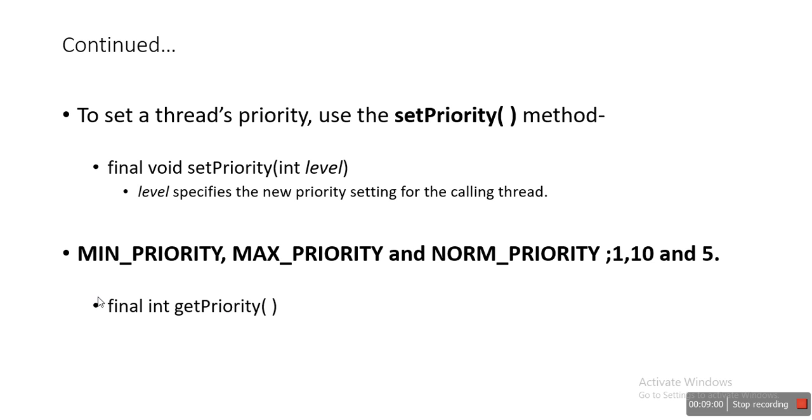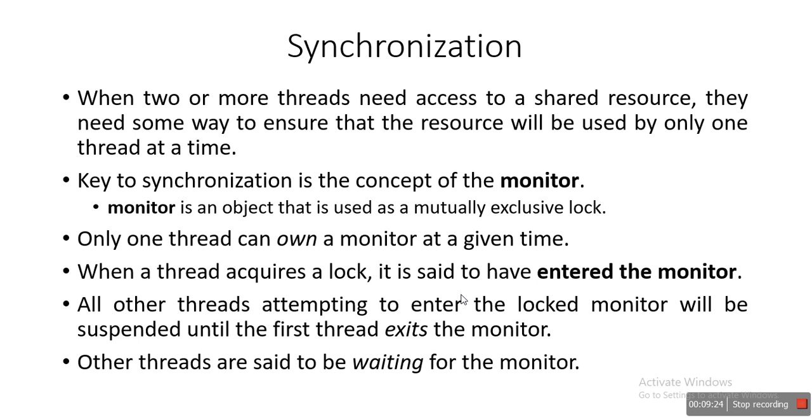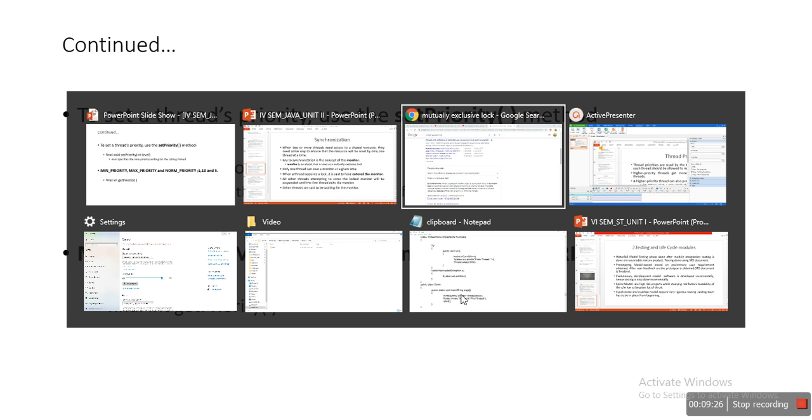Remember the return type is int. While assigning we use these numeric constants, but the getPriority method returns the numeric values 1, 10 and 5 with respect to the priorities. Next we'll see an example of how to assign priorities.